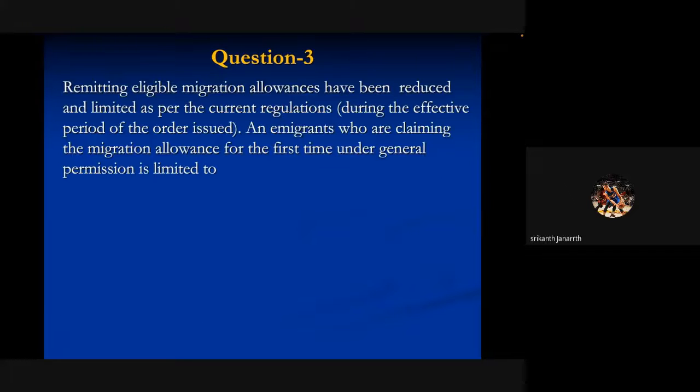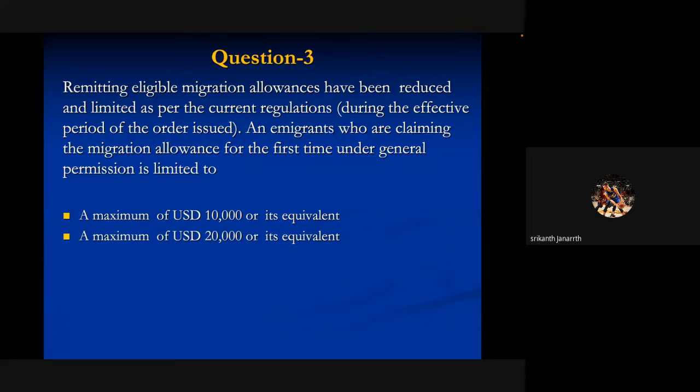Right. Question number 3. Remitting eligible migration allowance has been reduced and limited as per the current regulation during the effective period of the order issued. An emigrant who is claiming their migration allowance for the first time under general permission is limited to how much? A maximum of 10,000 or equivalent, a maximum of 20,000 or equivalent, a maximum of 30,000 or equivalent. What is the answer? First time migration, 30,000, right?